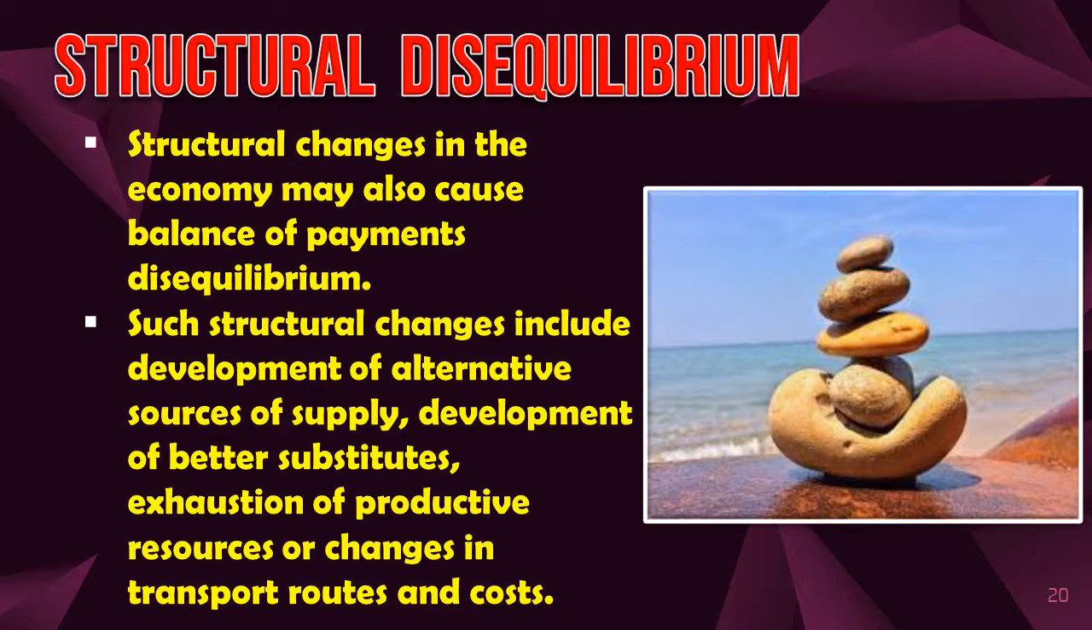So what do those structural changes mean? Alternative sources of supply: not the same one, an alternative source of supplying goods. Development of better substitutes: finding a substitute for a commodity. Exhaustion of productive resources: exhausting usage of more of the productive resources, or bringing some changes in the transport routes and also the cost. So far we have seen the three types of disequilibrium: cyclical disequilibrium, secular disequilibrium, and structural disequilibrium.